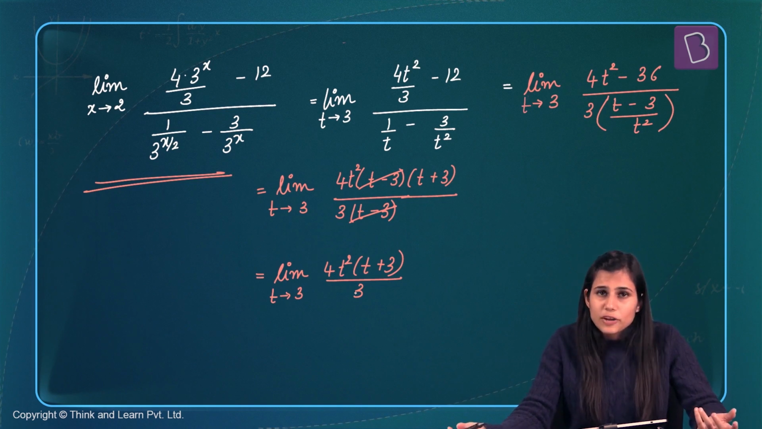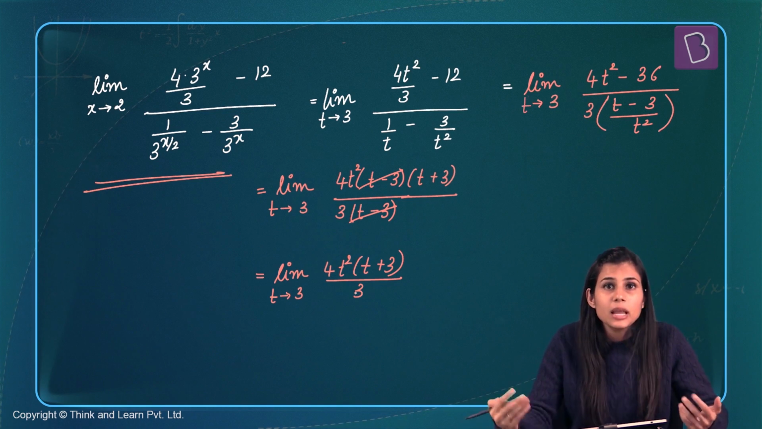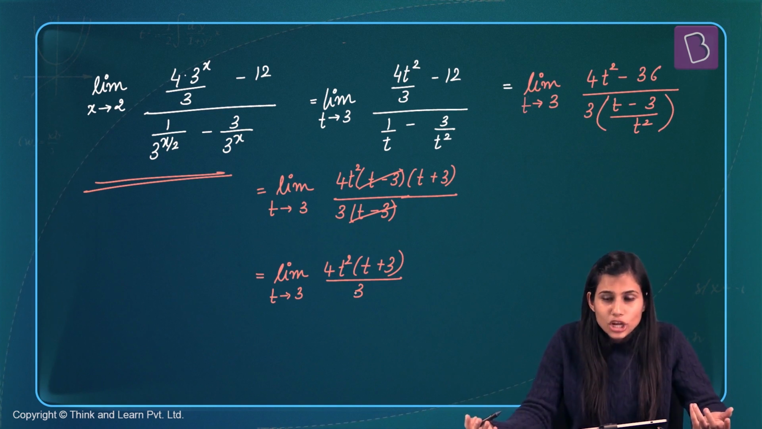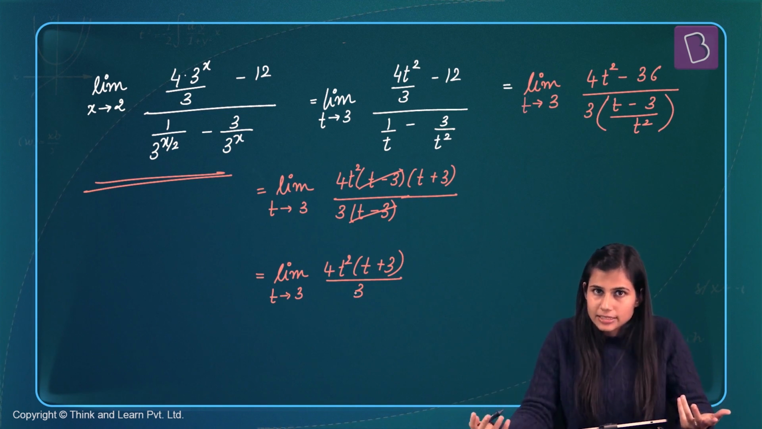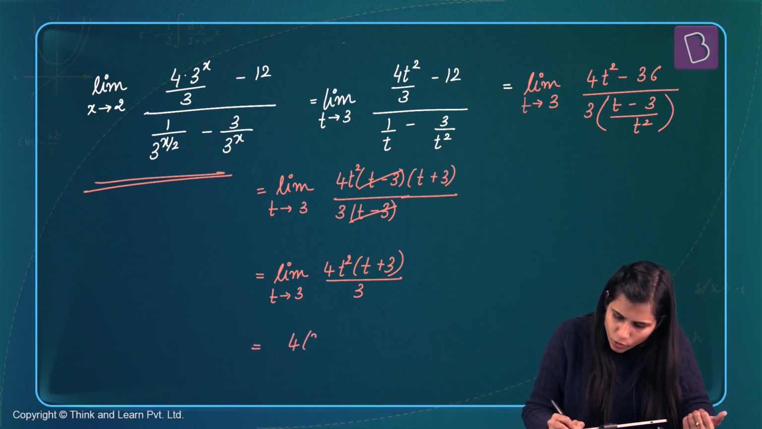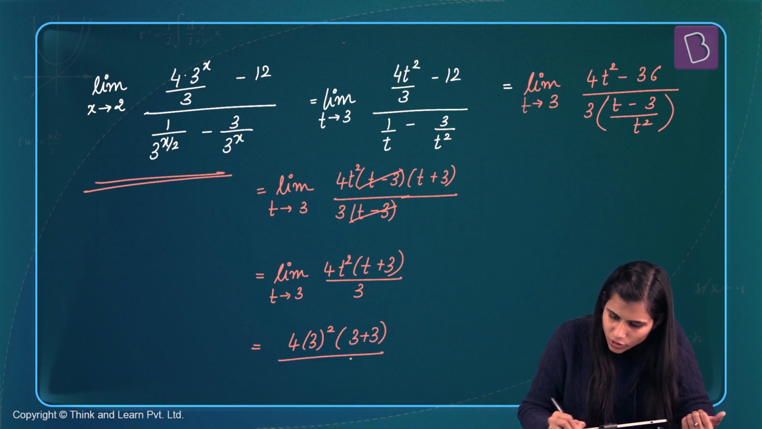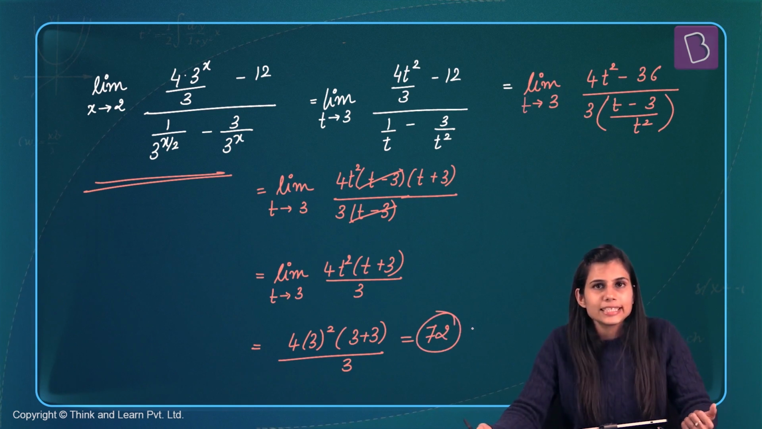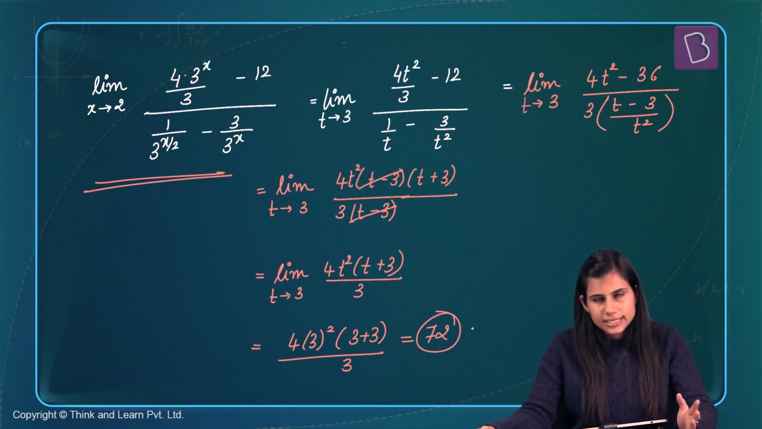So what is this? You're left with nothing. The numerator is the deciding factor in here, which is nothing but a polynomial function in t. So you're just going to plug in t equals 3 in this expression and get the answer. Your answer is going to be 4 into 3 square times 3 plus 3 whole upon 3, which when you solve comes out to be 72. Cool? That's how you solve this question and the answer in here is 72.